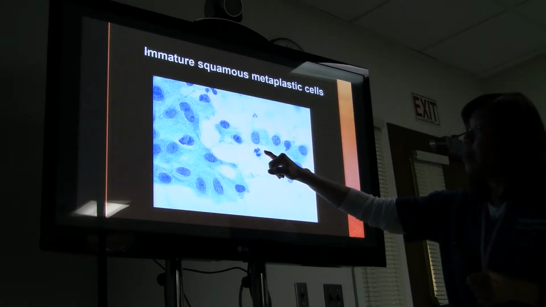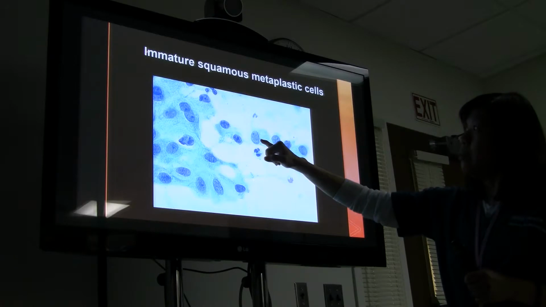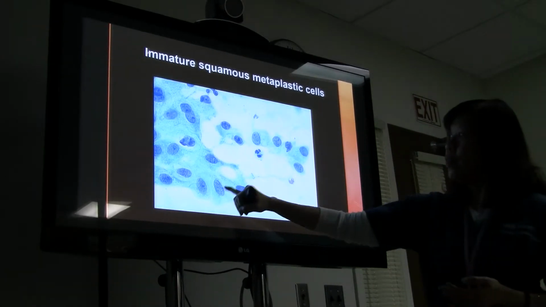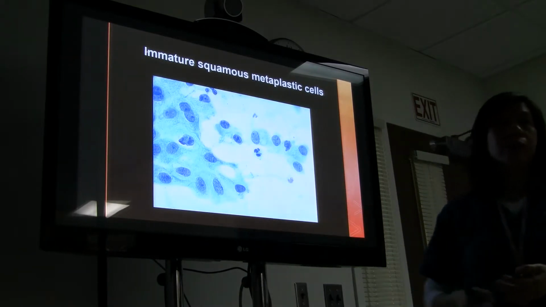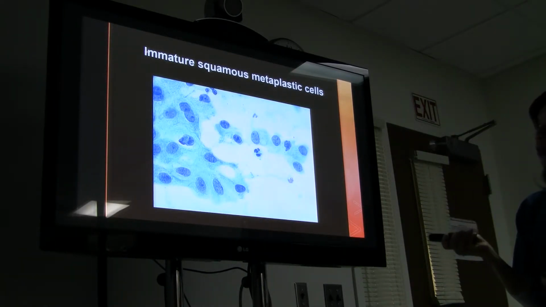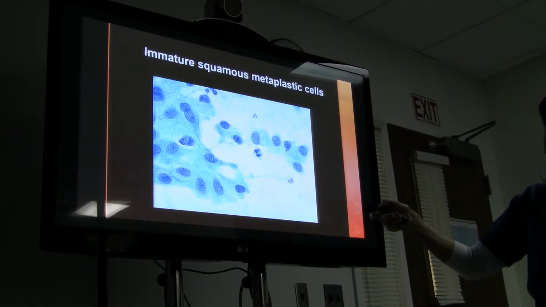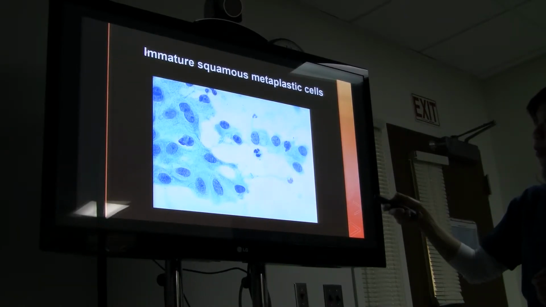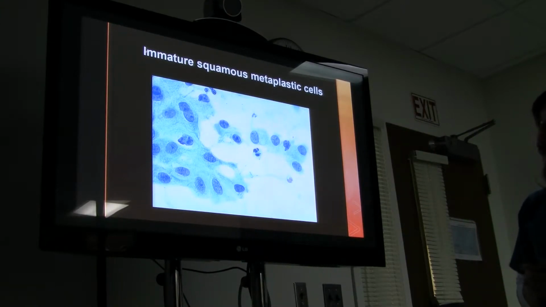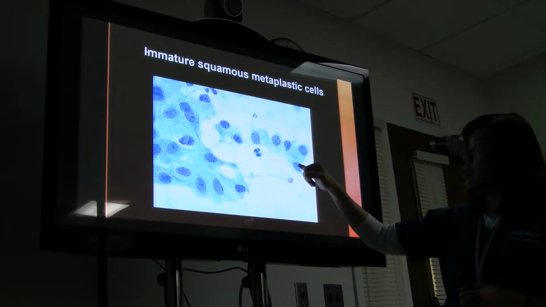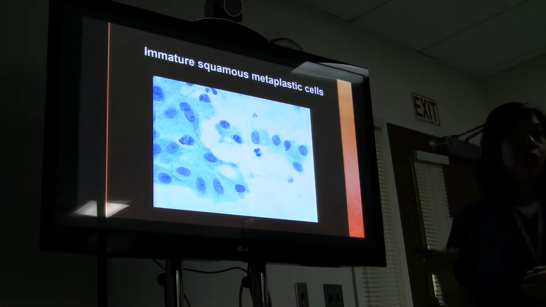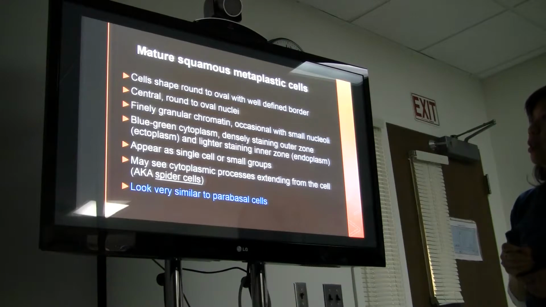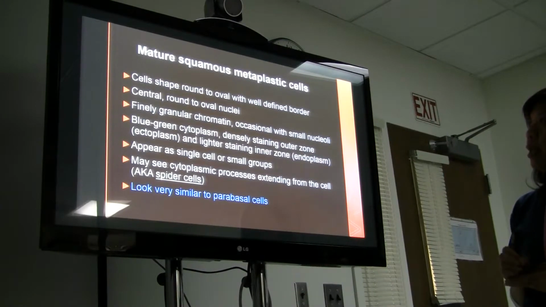Here's a PMN to show you the size. They are maybe about 1.5 times, no more than 2 times, the size of neutrophils. Those are the size reference. Again, with a centrally located nucleus, you see there's some cytoplasm surrounding the cells. Since they are the immature form, they do not have as distinct a cytoplasm as the mature form, which you will see later. So this is the mature squamous metaplasia.